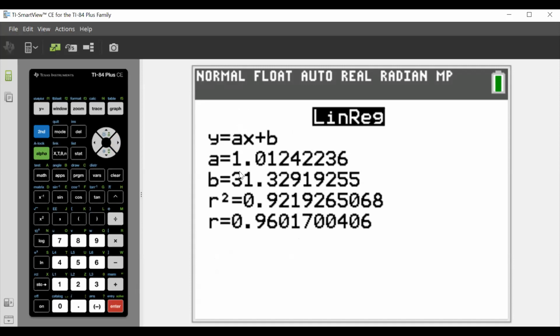Okay, so it says our A is going to be 1.0124, our B is 31.3292 if we round that up, and our R is 0.96017. So it's greater than 0, so it's a positive slope, which is what we assumed. And the cool thing is now we know that it's going to be close to 1, so it's a pretty good line fit. And so while we're here still, I want to use these values. I'm going to go out to 4 decimal places, I think. And then let's calculate what that 28 and the 45 were.